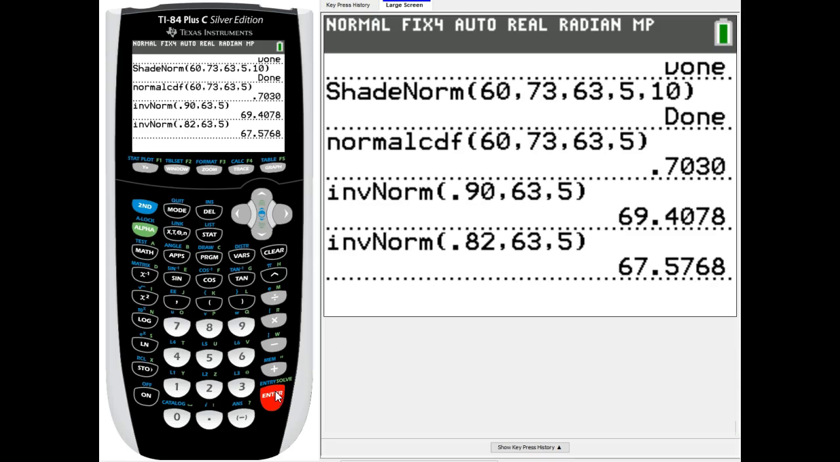So that's it for this lesson on normal distribution and the TI-84 Plus.